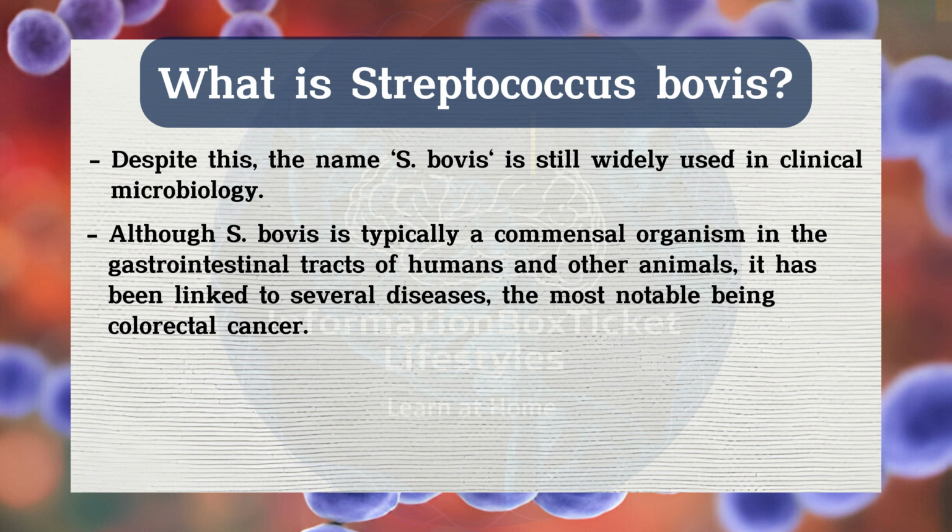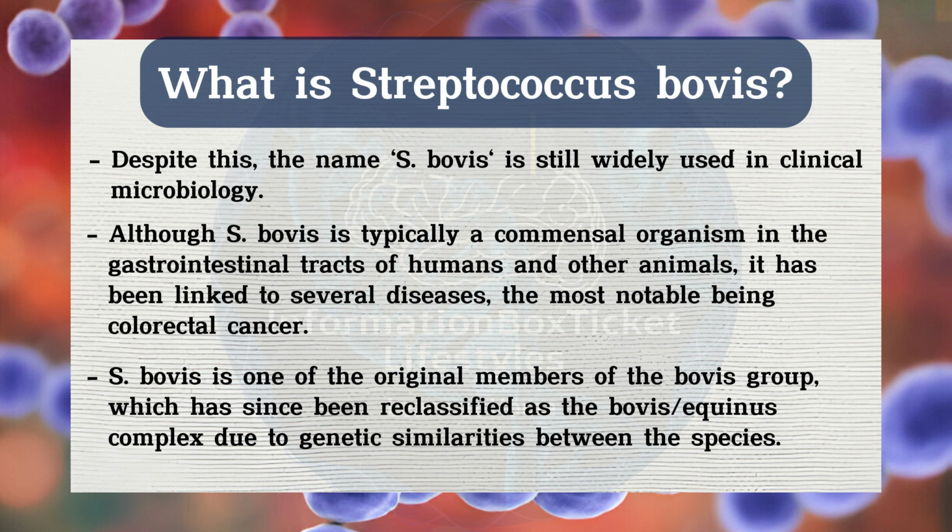Although S. bovis is typically a commensal organism in the gastrointestinal tracts of humans and other animals, it has been linked to several diseases, the most notable being colorectal cancer. S. bovis is one of the original members of the bovis group, which has since been reclassified as the bovis equinus complex due to genetic similarities between the species.